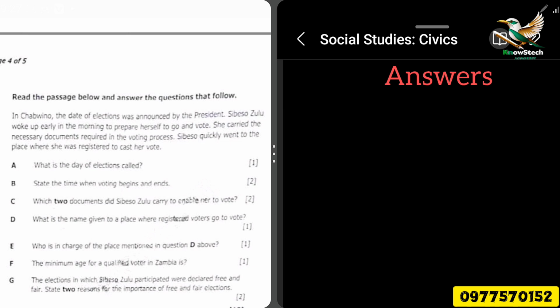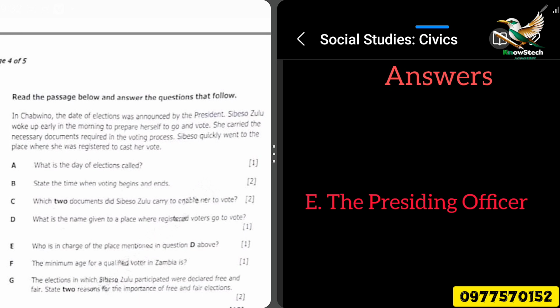Skip the question. What is the name given to a place where the registered voters go to vote? So the answer to question D is polling station. Who is in charge of the place in D above? In other words, who is in charge of the polling station? So the answer is the presiding officer.